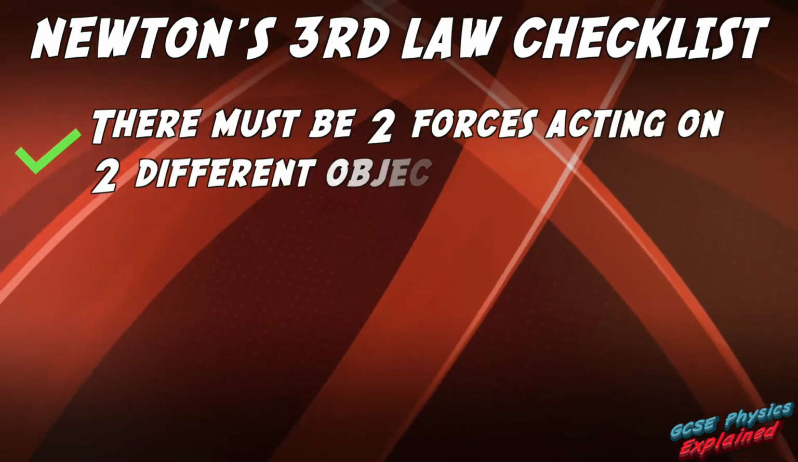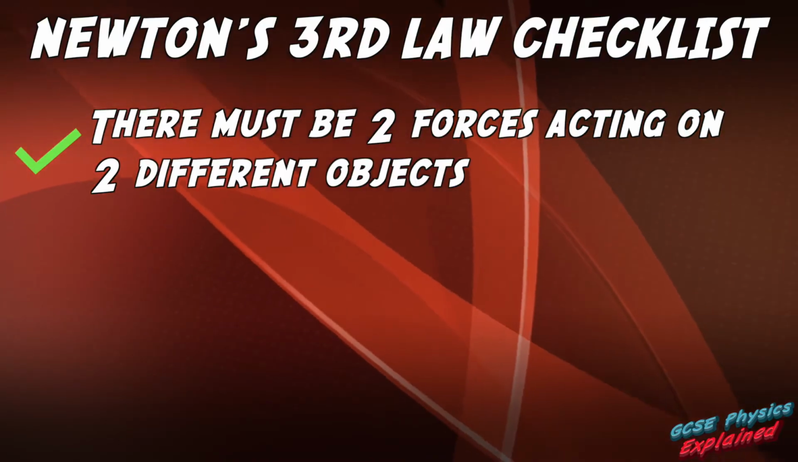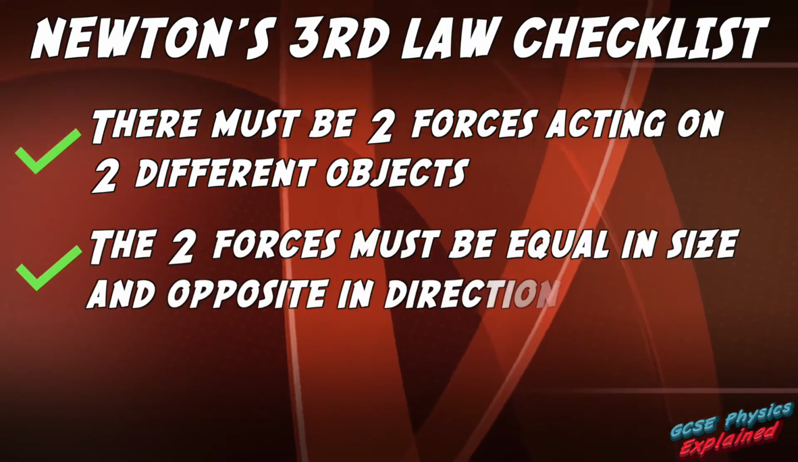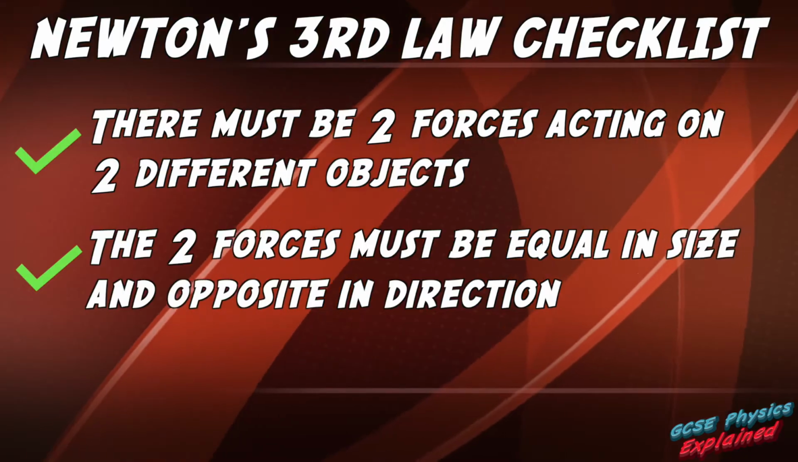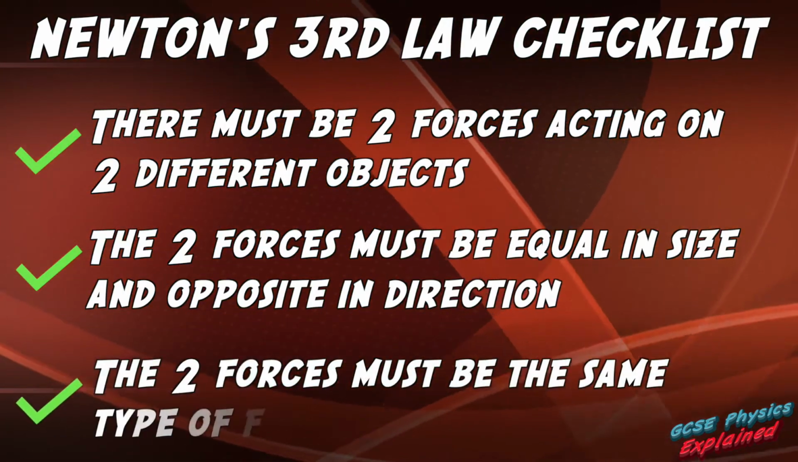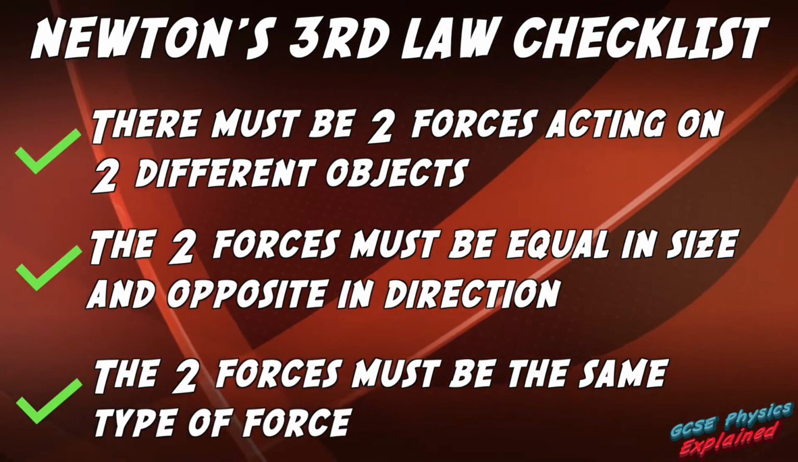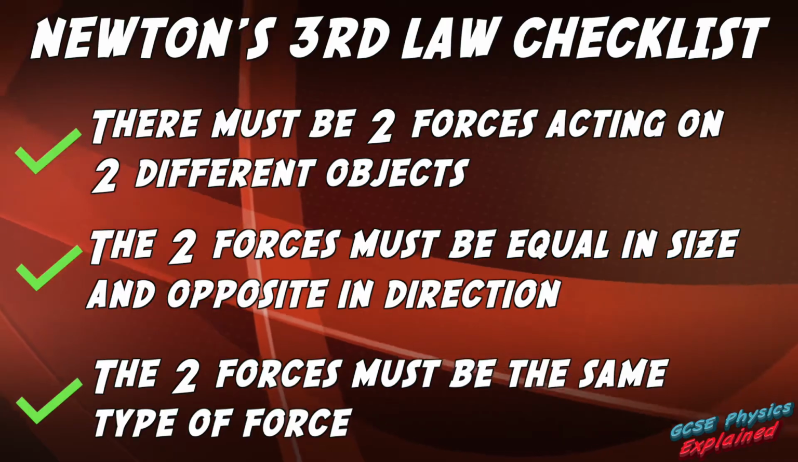Check 1. There must be two forces acting on two different objects. Check 2. The two forces must be equal in size and opposite in direction. Check 3. The two forces must be the same type of force. For example, both contact forces.